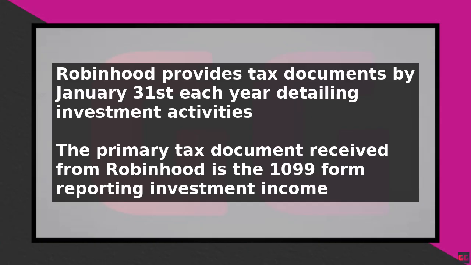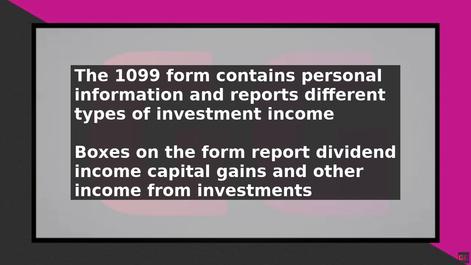Robinhood is required to provide you with tax documents by January 31st of each year, detailing your investment activities from the previous year. The primary tax document you will receive from Robinhood is the 1099 form, which reports your investment income to the IRS. To read your 1099 form, start by looking at the top section, which contains your personal information, including your name, address, and social security number. Verify that all this information is accurate, as any errors may cause delays in processing your tax return.